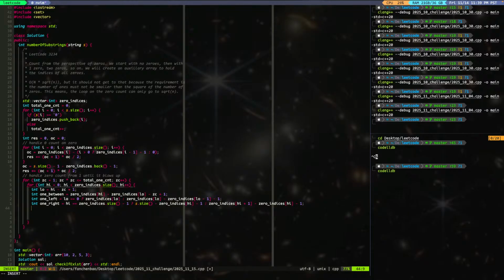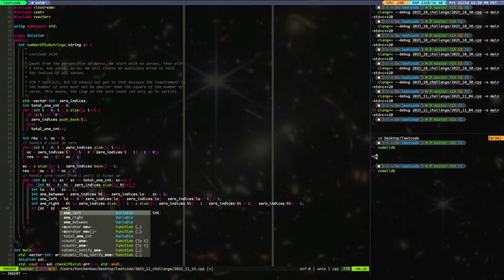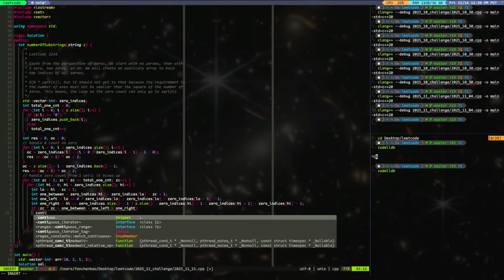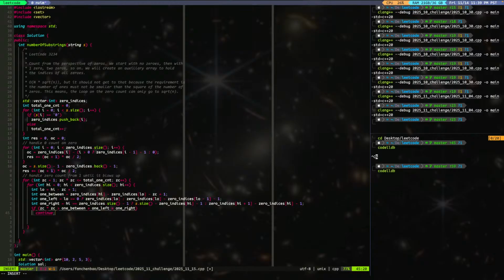Now what we do is to say if ZC times ZC is larger than 1 between plus 1 left and then plus 1 right, then we just continue. Because it's just not possible, right? It's just not possible.